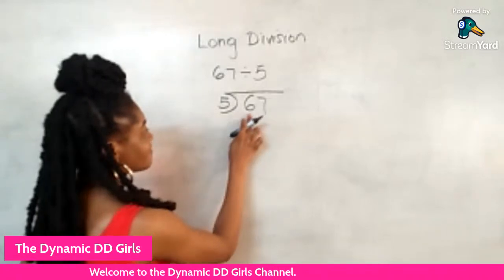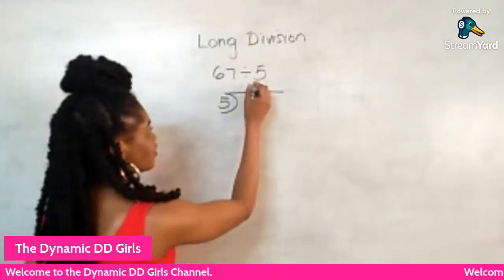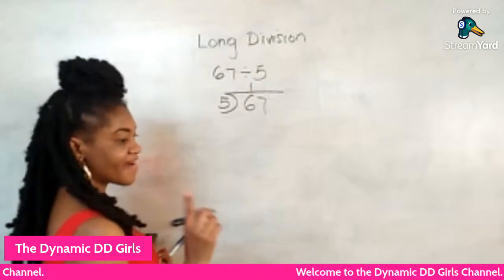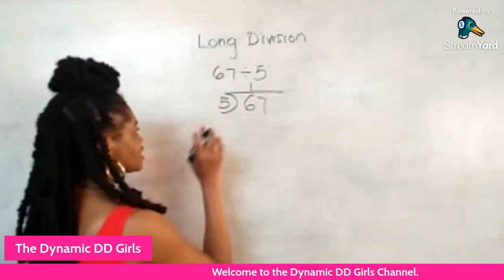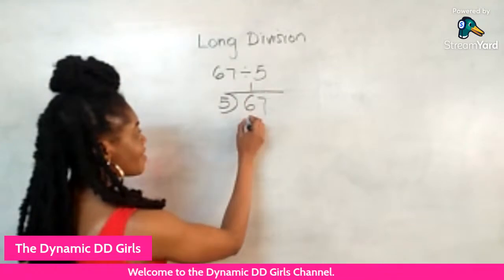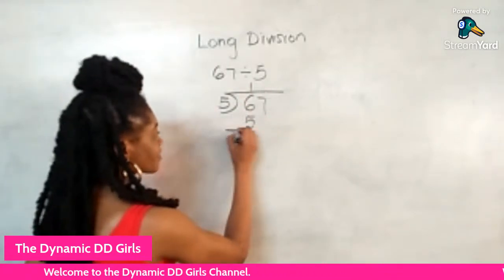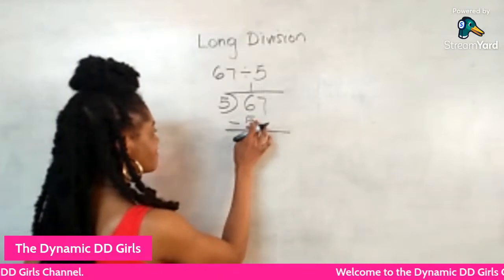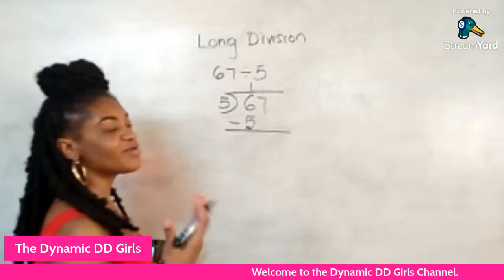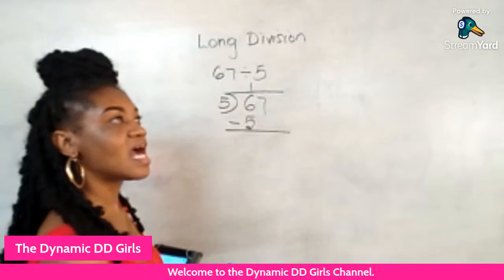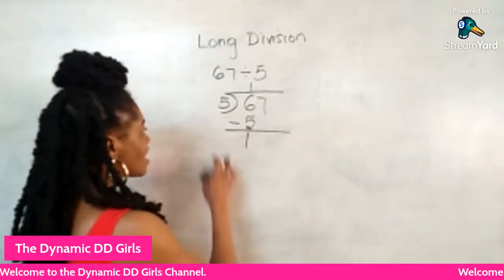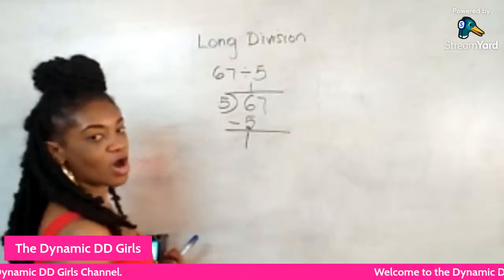How many groups of 5 can you get from 6? You can only get 1 group of 5. Of course, we're going to multiply 5 multiplied by 1 is 5. Draw your line, we're going to be taking away. When you have 6 things and you take away 5 from it, you're left with 1, right? Can we get a group of 5 from 1?